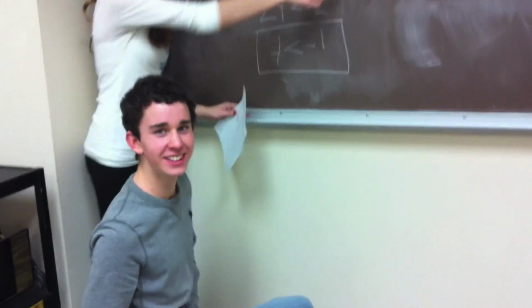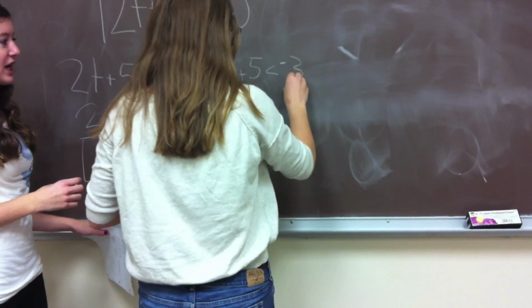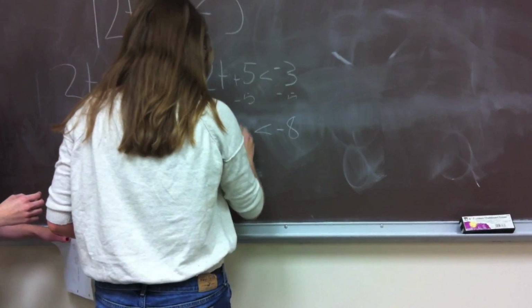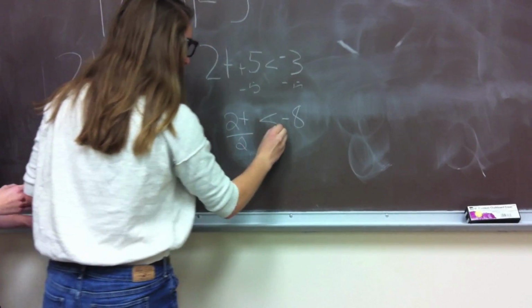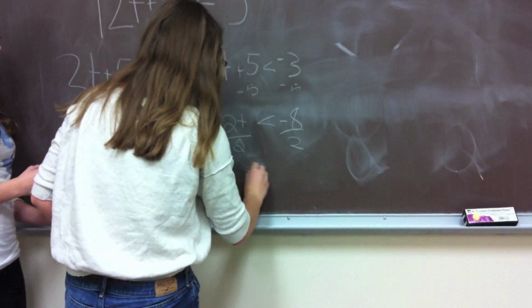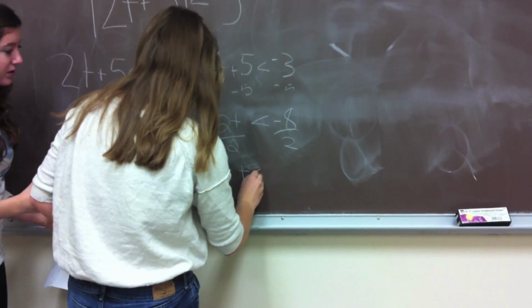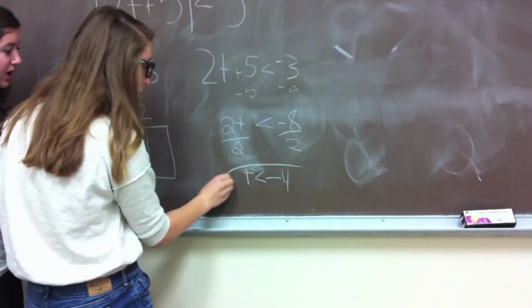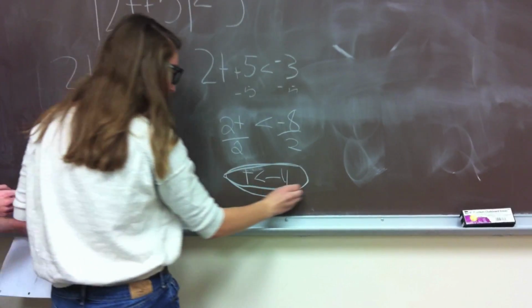Sophia, can you do this one? Yeah, I can do this. So she's subtracting 5. Negative 8 is greater than 2t. Divide by 2. T is less than negative 4. Good job.